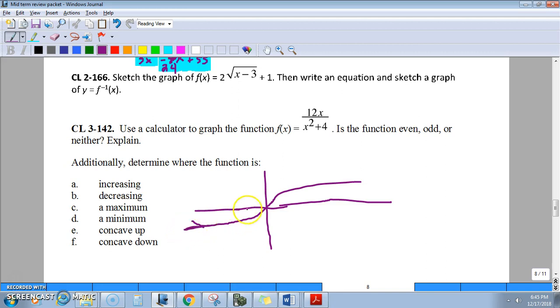It's continually increasing. It's getting bigger. I think it'll get bigger forever. And it's not decreasing at all, right? It's always getting bigger.